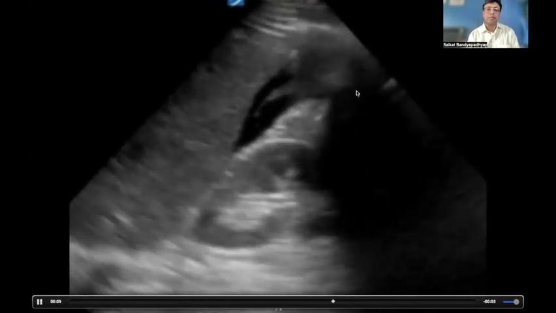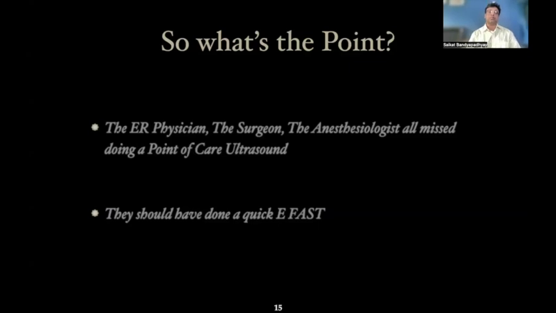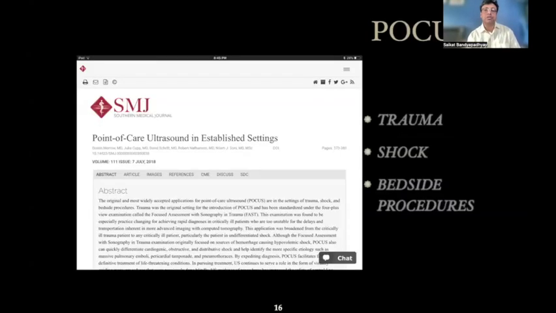So POCUS is a very useful tool for the ER physician, for the surgeon, for the anesthesiologist, and all of them missed this. As I mentioned, by the time now, 10, 15 years down the line, the use of POCUS is much more rampant. People use it more frequently. At that time, it was not that simple to get an ultrasound machine, and people were not trained also, so they missed it at that point of time. So POCUS is a very useful tool in trauma, shock, and bedside procedures.